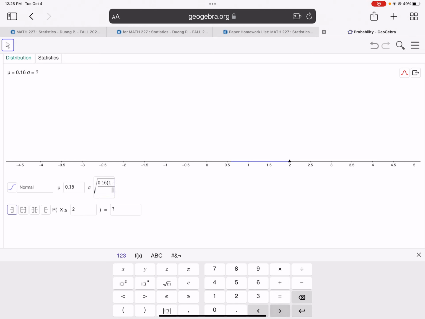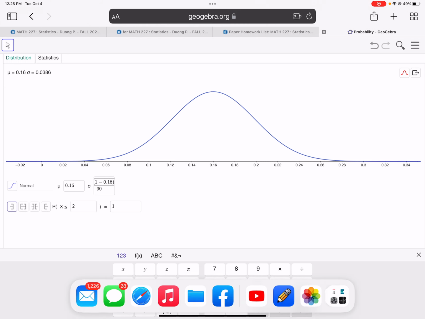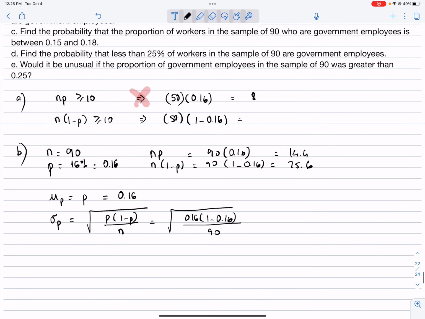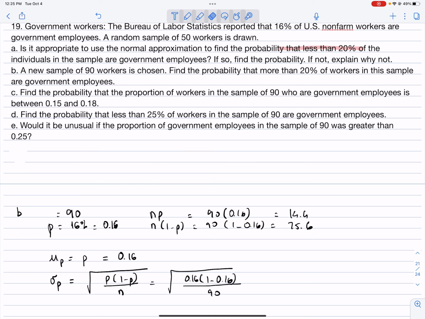multiplied by parenthesis 1 minus 0.16 in the bottom. In the bottom we are putting 90. Okay, so we input finish, then we read the problem. Part B says to find the probability of more than 20%. So I need to erase part A so we have more space. Okay, so in part B we draw the graph now.